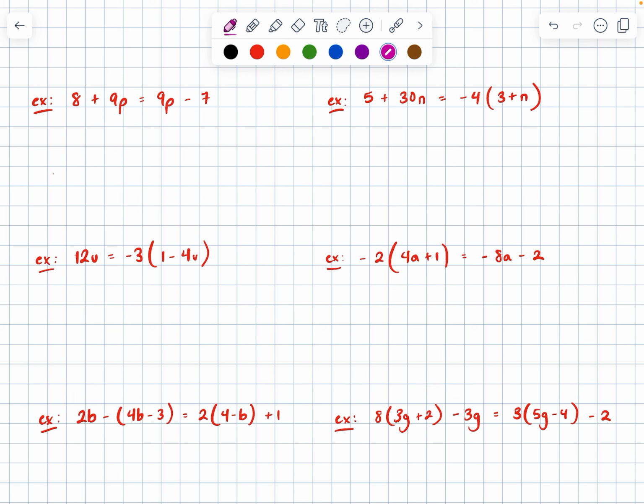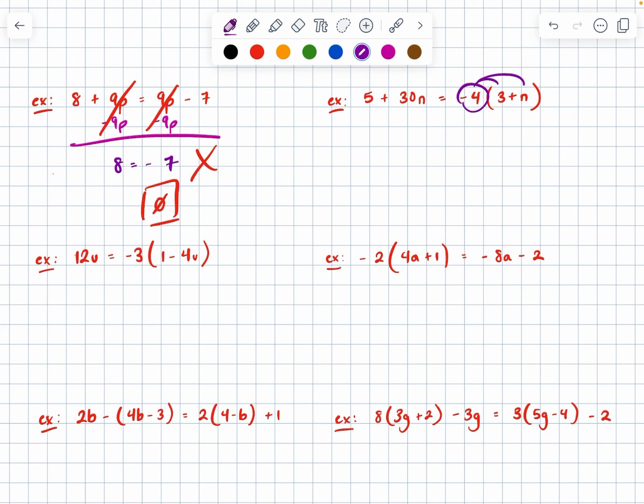Okay. 8 plus 9p equals 9p minus 7. Well, again, my goal is to get all of my variables over to one side. I'll subtract 9p from both sides. When I do so, it turns out they undo each other on both the left and the right. I find 8 equals negative 7. Is 8 equal to negative 7? No. Will 8 ever be equal to negative 7? No. Can anything make 8 equal to negative 7? No. So this equation has how many solutions? Well, nothing works. It has no solutions.